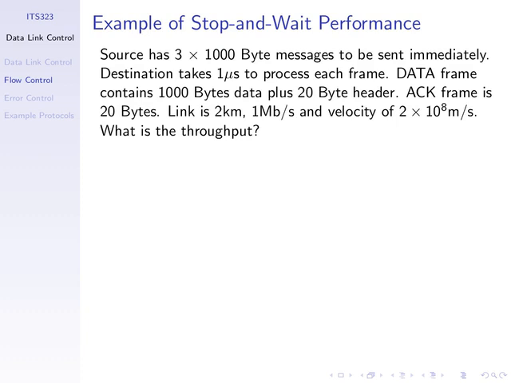So each frame in this example, we've got those same steps happening. This is data frame 3, and this is the ACK. And if we had more frames, the same would happen.